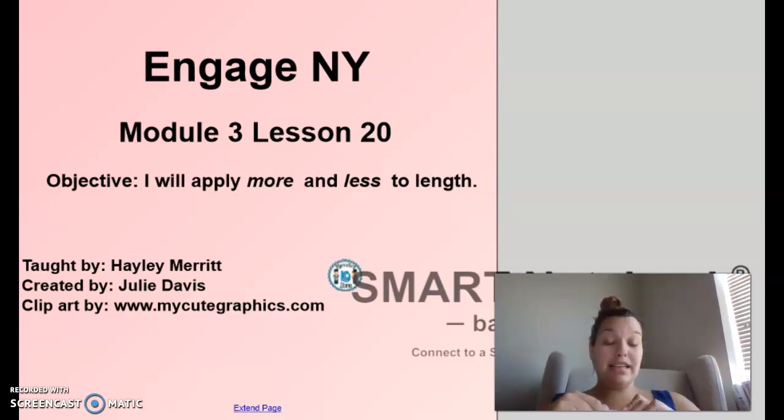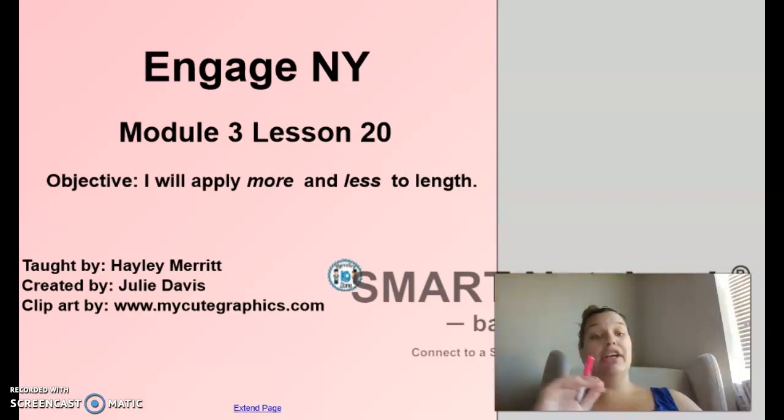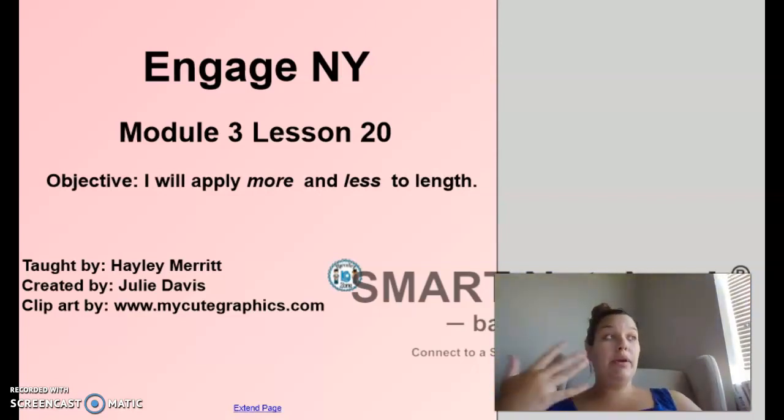For your exit ticket today, it is a Google form. You are going to be doing something similar to what we did right here. You're going to figure out which is longer and by how much longer that row of objects is, or how many more objects you would need to make them the same.